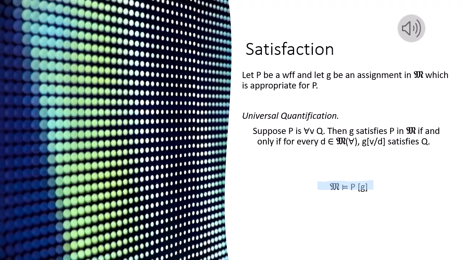Now, we'll say that G satisfies the universally quantified statement P in our structure M if and only if for every D in our domain, Q is satisfied by the variable assignment G, where we replace that variable V with D. In other words, we go into Q and we replace V with every possible element from the domain of discourse, and we see if the resulting sentence is satisfied or not. And if it's satisfied in every case, we say that the universally quantified statement is true. It's exactly the meaning of the universal quantifier. And again, in this case, we write that nice double turnstile.